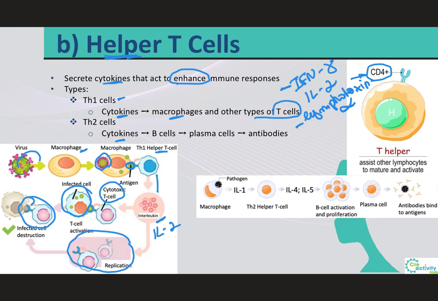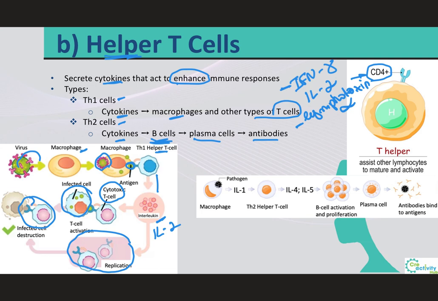The other type of helper T cells are what we call the Th2 cells, and on the other hand, these are going to be cytokine secreting cells that will act on B cells to drive their differentiation into plasma cells to make more antibody. In fact, the T cell help is going to be required for antibody response to most protein antigens. So let's use this image to see how this will occur.